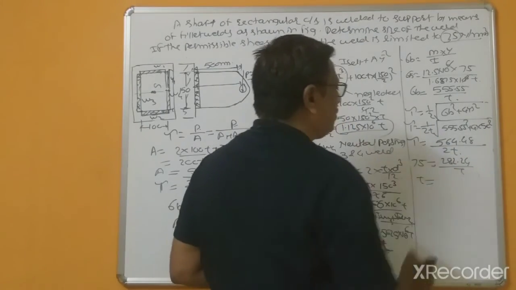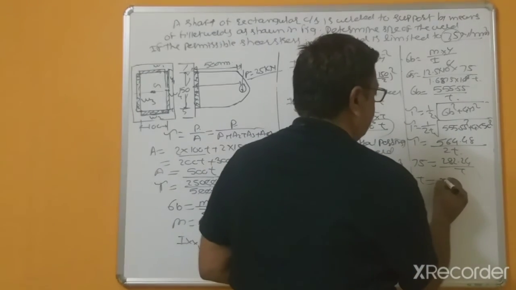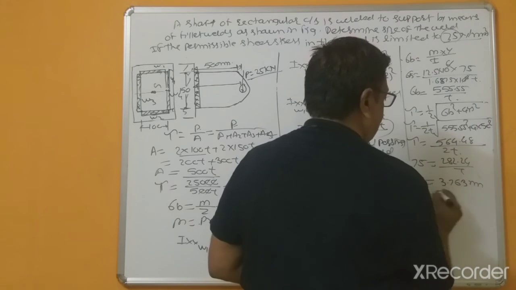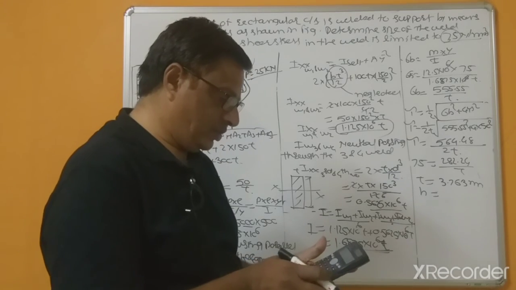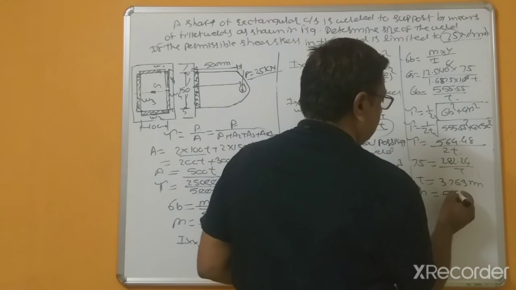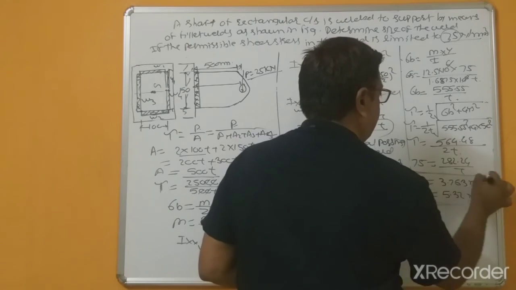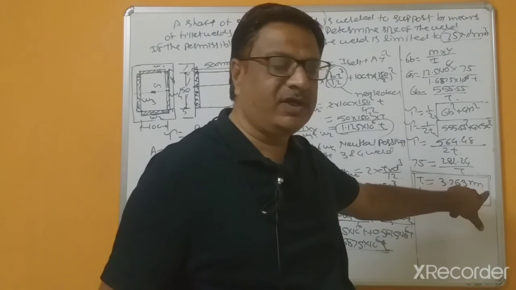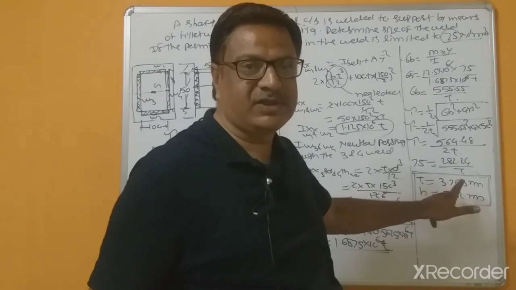Now t, the throat, equals 282.24 divided by 75. This is 3.763 mm, and h equals t divided by 0.707, which is 5.32 mm. So this is your expected design. This t you can increase, instead of 3.76 you can take approximately 4 mm, and h instead of 5.32 you can take 6 mm or 7 mm.